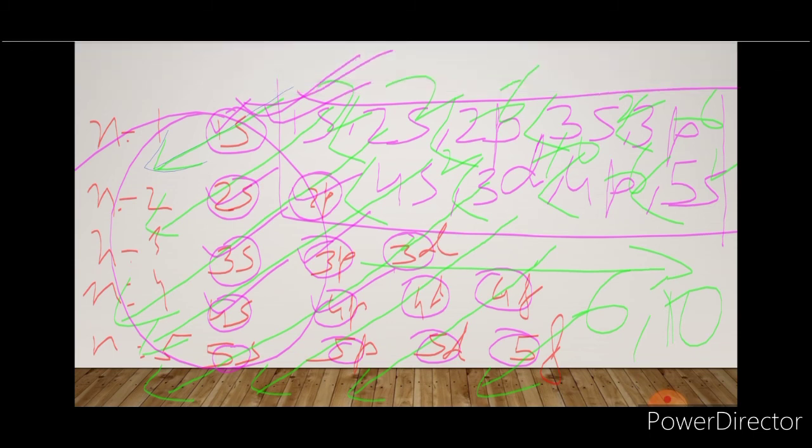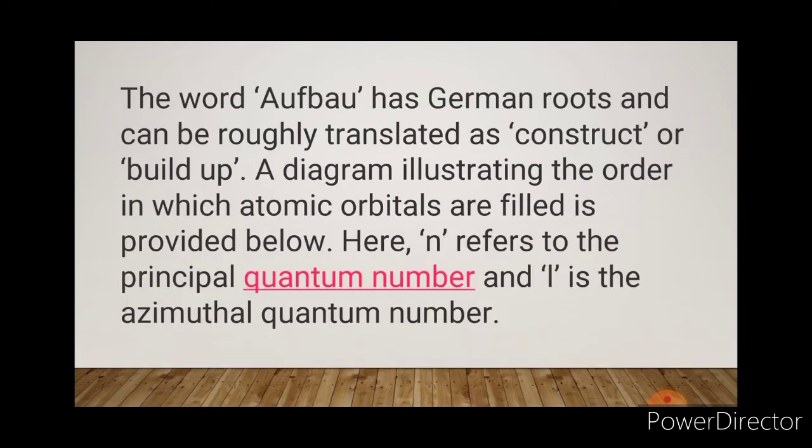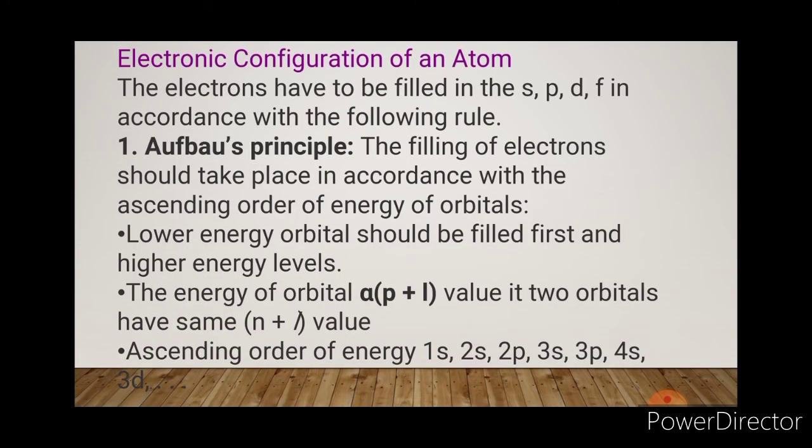Okay, and this is your filling of electrons, your Aufbau principle. The orbitals of various atoms are filled by either the Aufbau principle, the n plus l rule, or Hund's rule of maximum multiplicity. Next I will discuss Hund's rule.